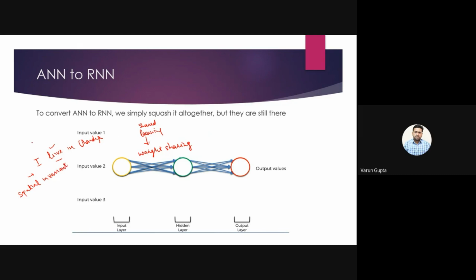Whereas in the ANN part, we learn each input at a particular place. If some input is input one, we learn it as input one only. If it comes somewhere else, we have to learn it again. But in this RNN part, we have shared learning, weight sharing. So input can come anywhere in the text or in our content of speech, and we are going to learn it anywhere. That is called spatial invariance.